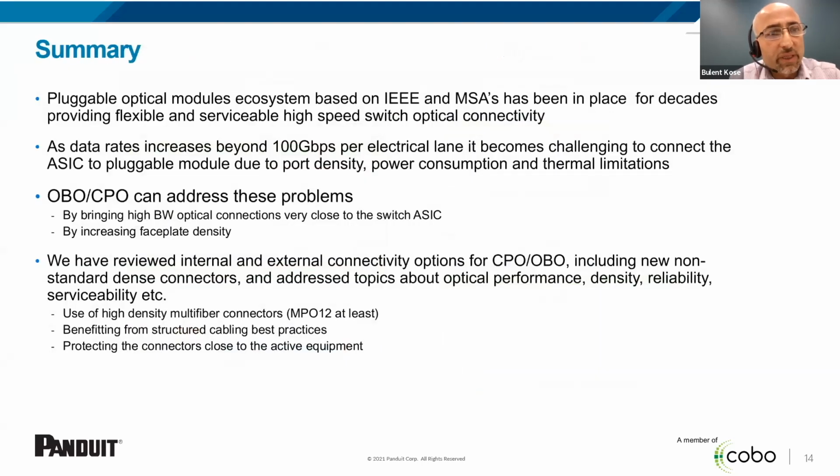So in summary, the pluggable optical module ecosystem based on IEEE and MSAs has been in place for decades, providing flexible and serviceable high-speed switch optical connectivity. As data rates increase beyond 100 gigabit per second per electric lane, it becomes challenging to connect the ASIC to the pluggable module due to port density, power consumption, and thermal limitations. So onboard optics and co-packaged optics can address these problems by bringing high bandwidth optical connections very close to the switch ASICs, and by increasing the faceplate density.